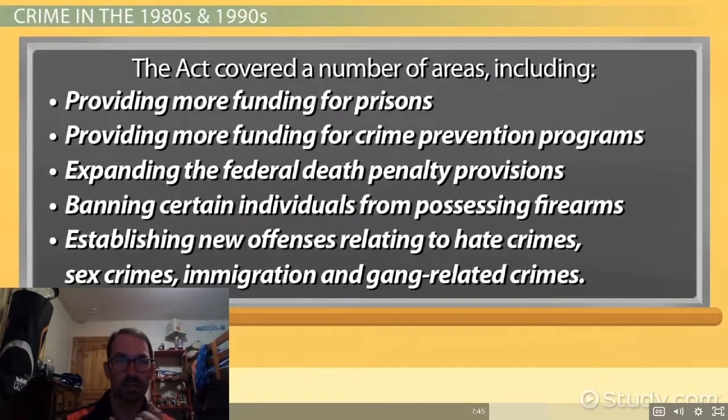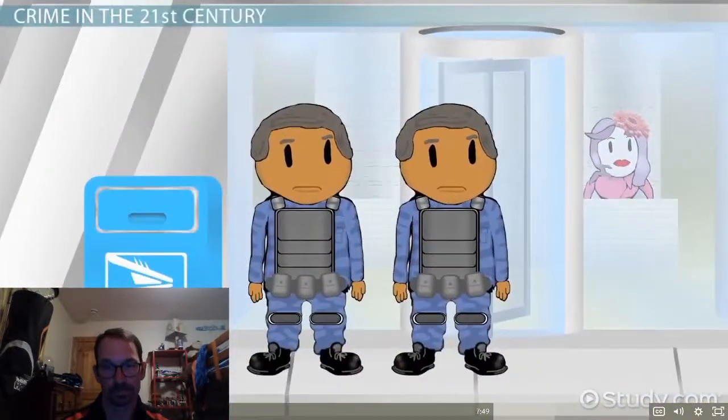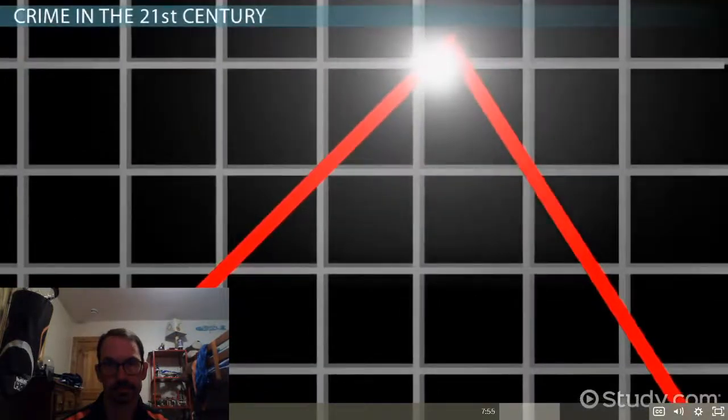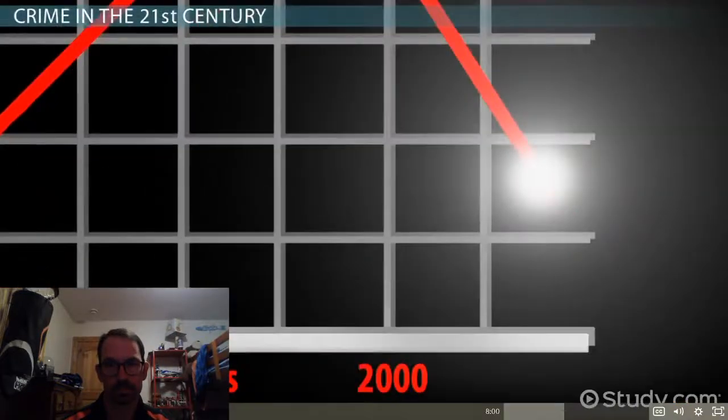So if you guys look, money, increased punishments, banning certain individuals, and increased offenses, which is going to increase punishments. Today's crime rates are similar to those of the 1960s. For example, the UCR reports a 48% reduction in violent crimes between 1993 and 2012, and more than a 50% reduction in homicides during the same time period.